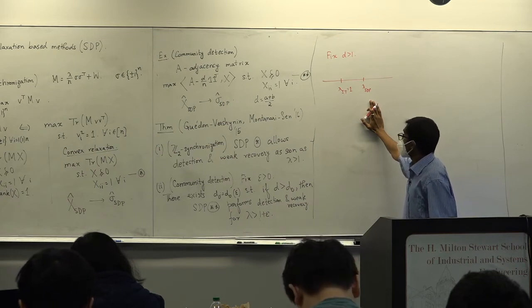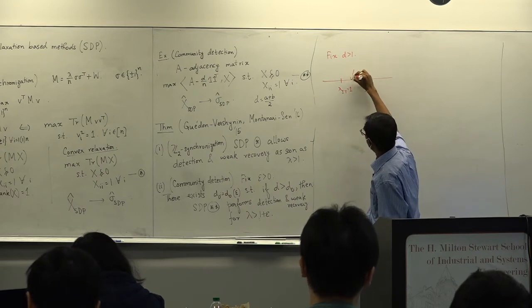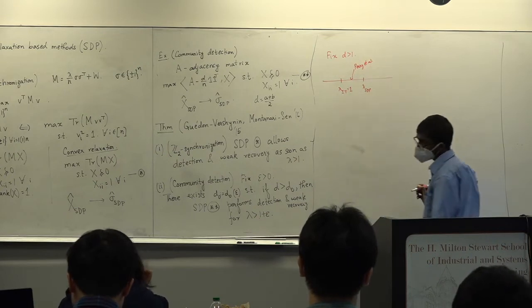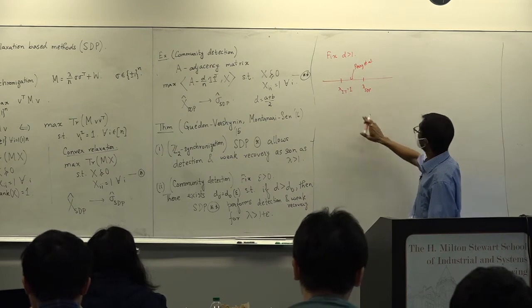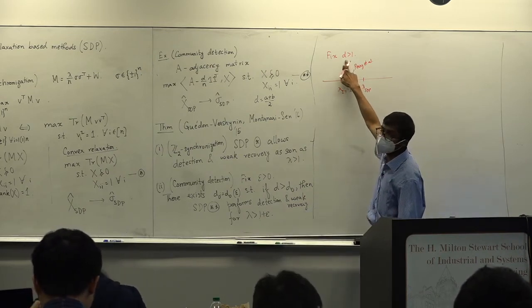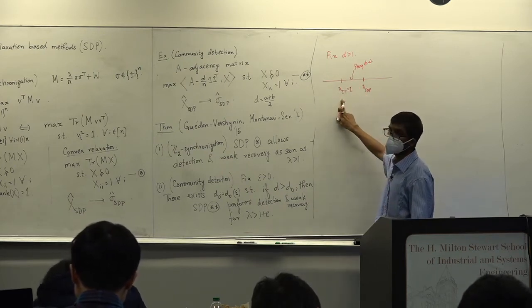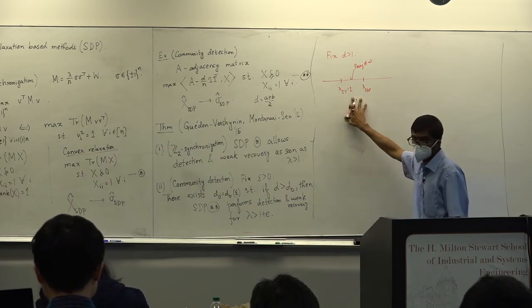But in fact, there is a result by Perry et al. This is a result by Ankur Moitra and his students at MIT, Amelia Perry. I think Alex Wein was also on this paper. So they have this very interesting result that, for a fixed value of d, the SDP does not attain the information theoretic threshold. Okay? So there is a gap. There is a real gap.